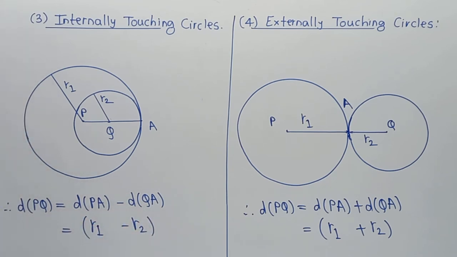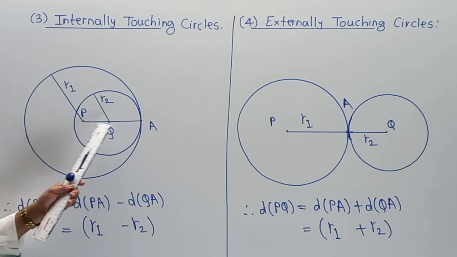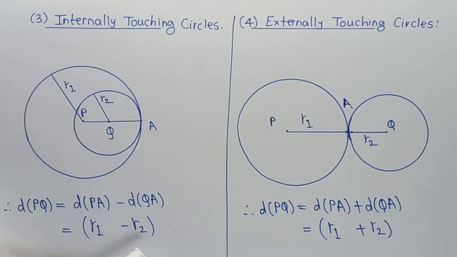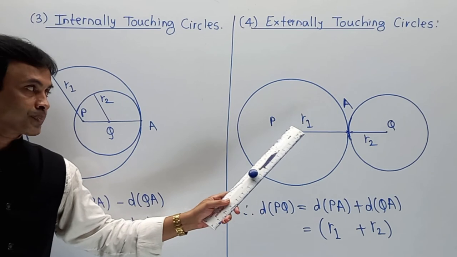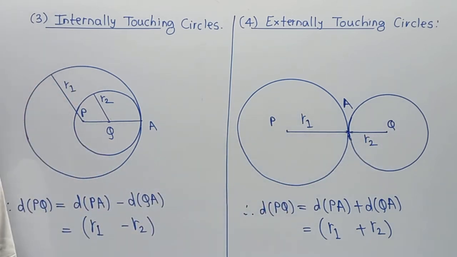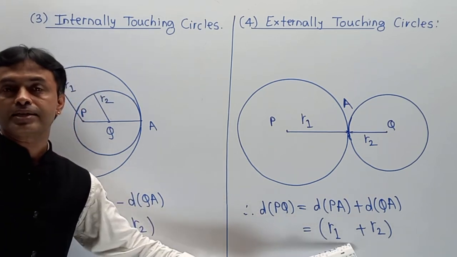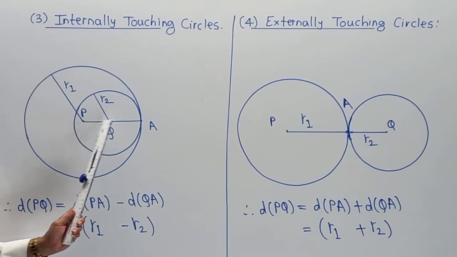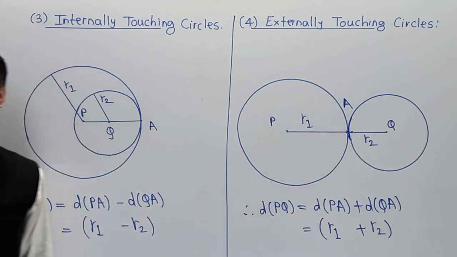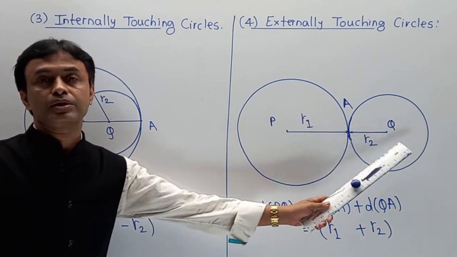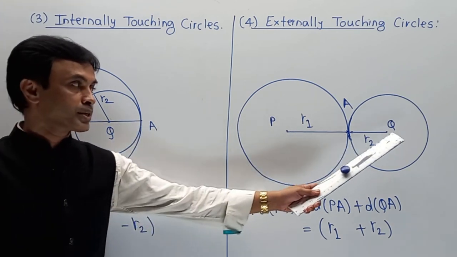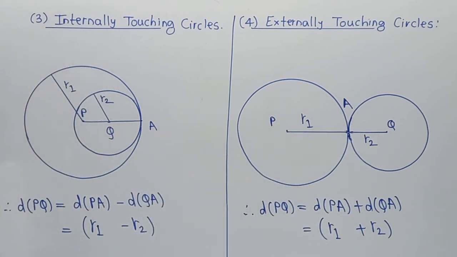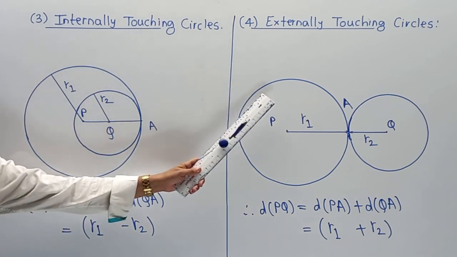So students, remember one concept very carefully. When two circles touch internally, the distance between the centers is nothing but the subtraction of the radii, or the difference between the radii. Vice versa, when two circles touch externally, the distance between the centers of the two circles is nothing but the addition of the radii, that is R1 plus R2. And the main part is that when you join a line through the centers of the circles, it must touch the common point. You can say center P, center Q and the common point of contact A must be on the same straight line. And that is the basic concept of internally touching circles as well as externally touching circles.